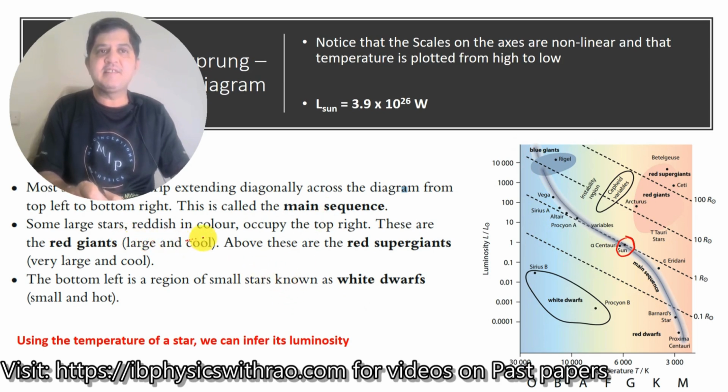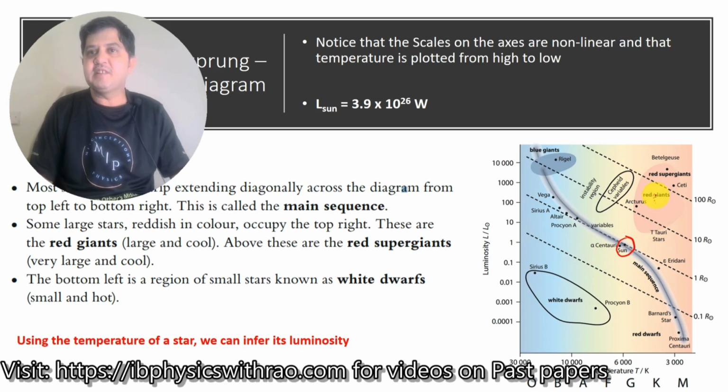Some large stars, reddish in color, occupy the top right. These are called red giants, which are large and cool, and above them are the red supergiants, which are very large and cool. So these are the red giants and these are the red supergiants and so on. These are much cooler, having a lower temperature. How do I know it's a lower temperature? Look at this here. Temperature usually should go from the origin in this direction, but here you see it is reducing like this over here.